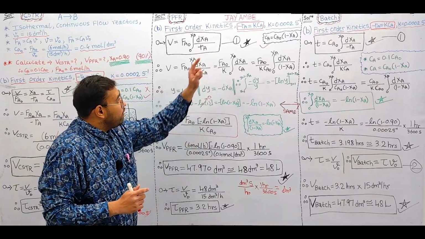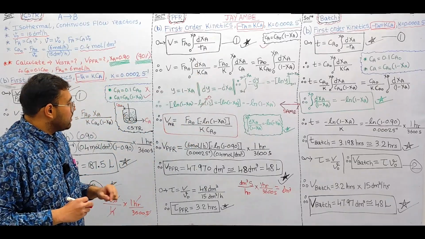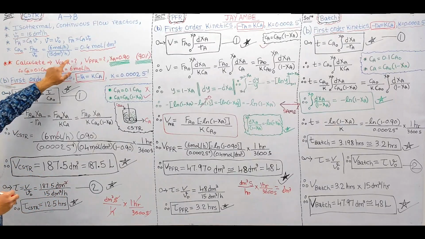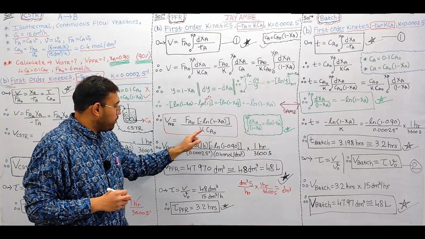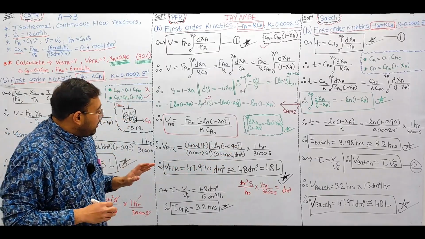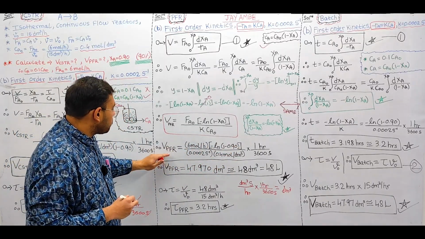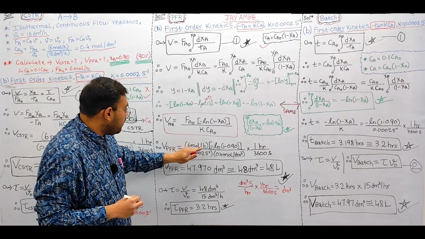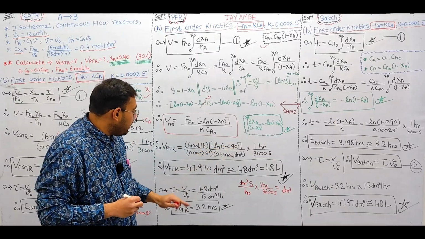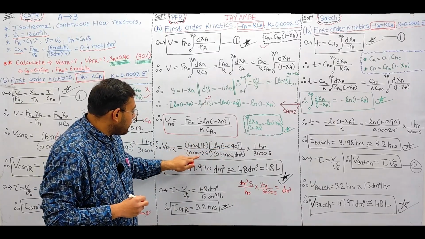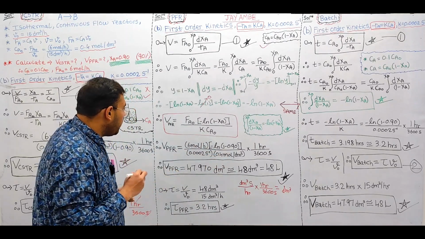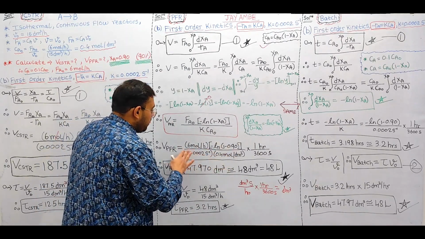Okay, we have the rate constant value as 0.0002 second inverse. The concentration C_A0 is equal to 0.4 moles per cubic decimeter, right? So plug in all the values. Similarly, the volume of PFR is equal to 6 moles per hour into minus ln of (1 minus 0.90) upon k, 0.0002 second inverse, C_A0 as 0.4 moles per cubic decimeter, right? So we plug in all the values here.